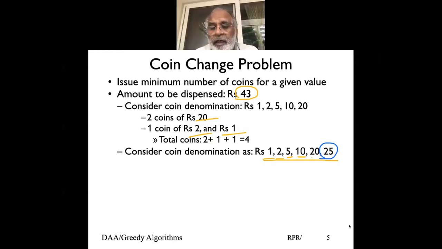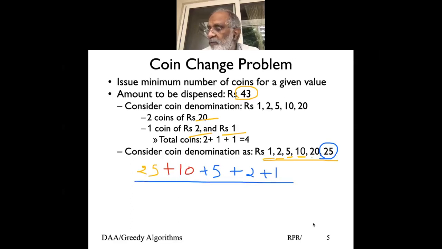Yeah. Nikita gave 25 plus 10 plus 5 plus 2 plus 1. So if I take the greedy approach, I take one coin of 25 rupees. I cannot take a 20 rupee coin anymore, then I take a 10 rupee coin, this gives me 35 rupees, then I take a 5 rupee coin, this gives me 40 rupees, plus 2 plus 1. That means the total number of coins I am taking is 5.